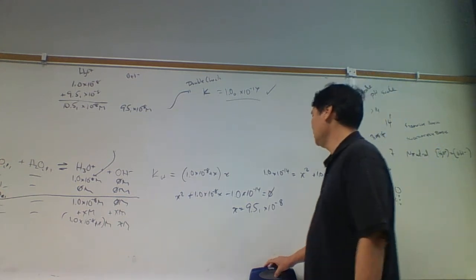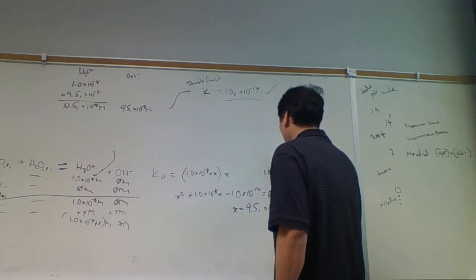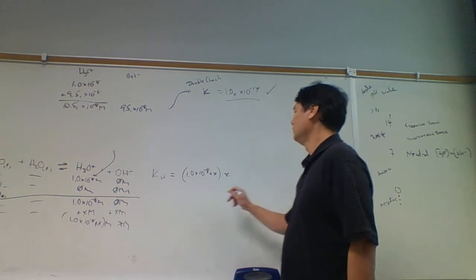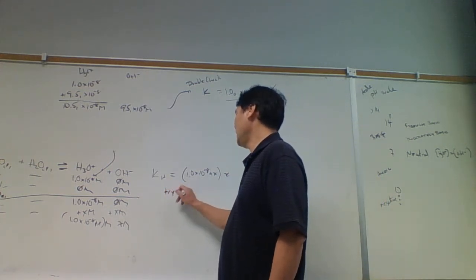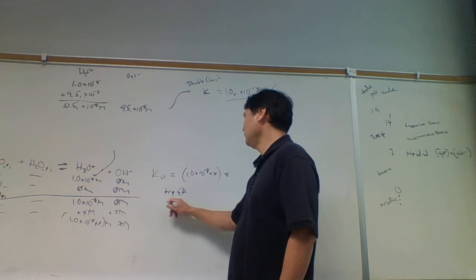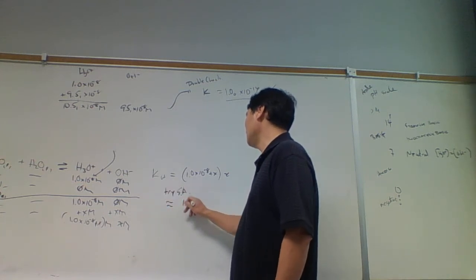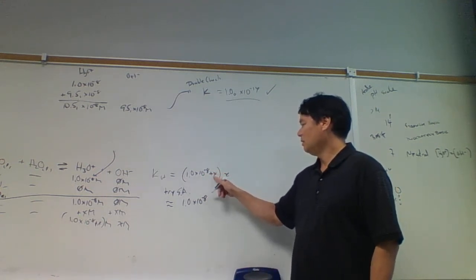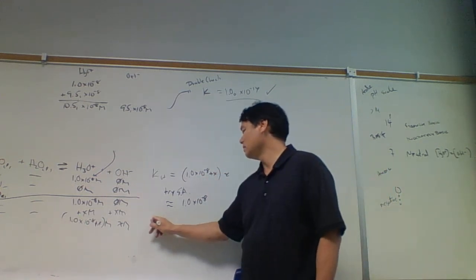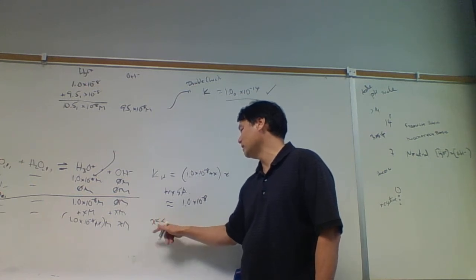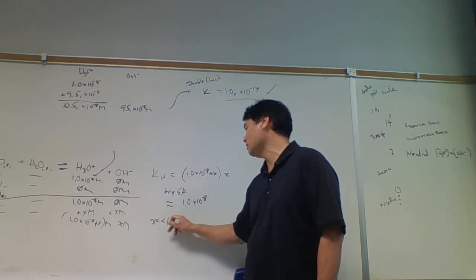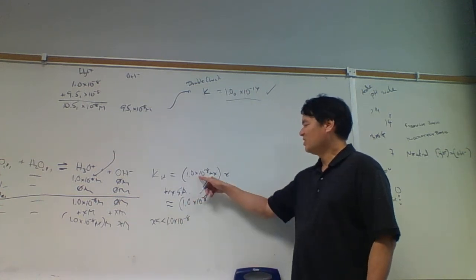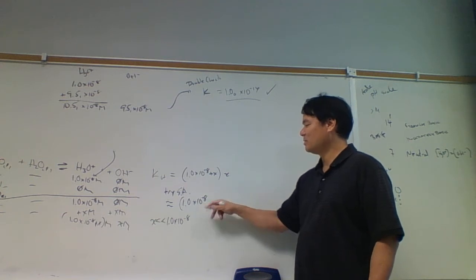And so let's see this. Alternatively, we're going to try the SA, the simplifying assumption. If we try the SA, then KW is going to equal 1.0 times 10 to the minus 8. We're going to say that X is so small, it's much smaller than 1.0 times 10 to the minus 8. And so when I state the simplifying assumption, I'm stating that X is much smaller than 1.0 times 10 to the minus 8. And therefore, 1.0 times 10 to the minus 8 plus x is just 1.0 times 10 to the minus 8.